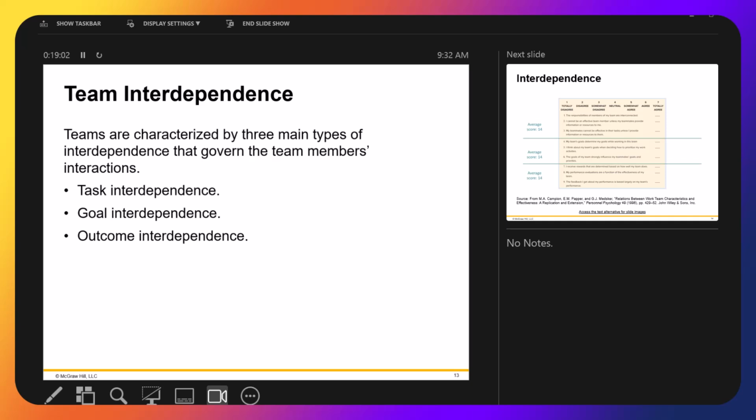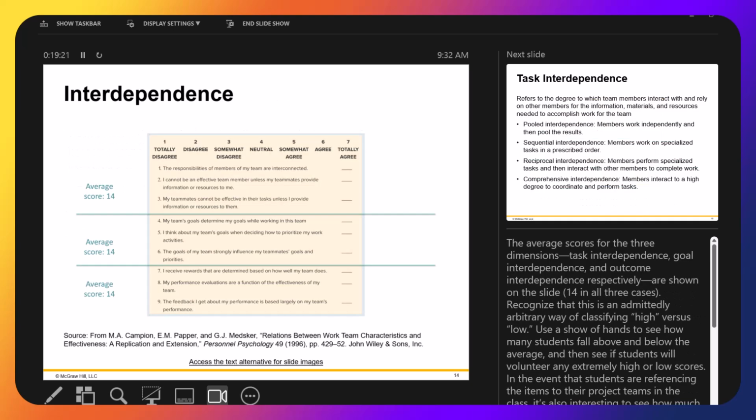Team interdependence. Teams are characterized by three main types of interdependence that govern the team members' interactions: task interdependence, goal interdependence, outcome interdependence. And we're going to talk about each of those in further detail. So you see right here, we have a chart for interdependence. If you understand the definition of interdependence, it means that you're not dependent upon just yourself. You're interdependent upon others or other groups or other teams to get things done. And here's a little survey right here that you can take on your own.